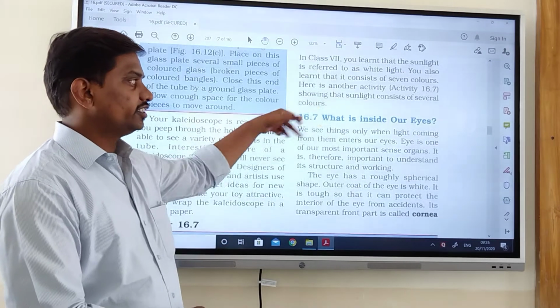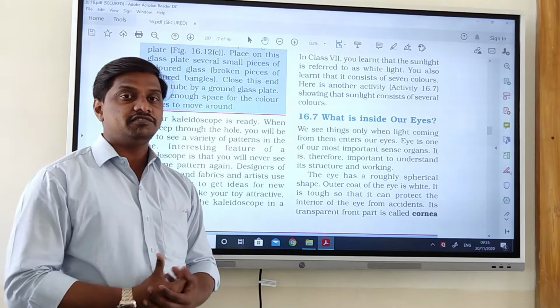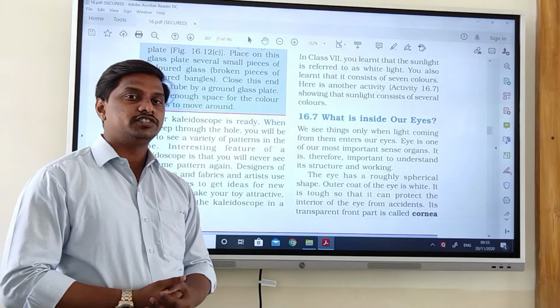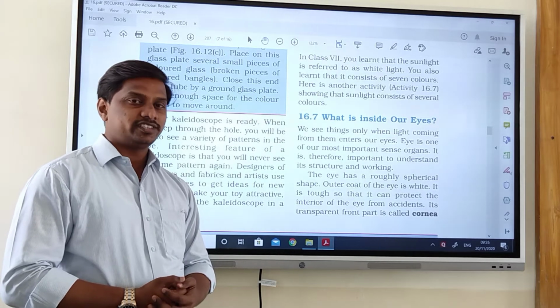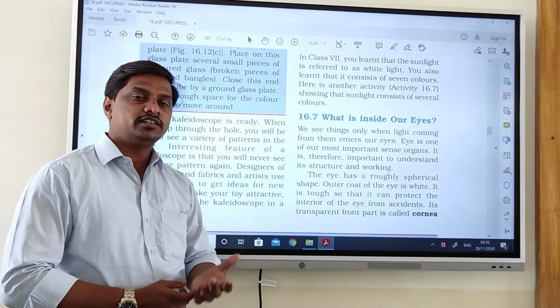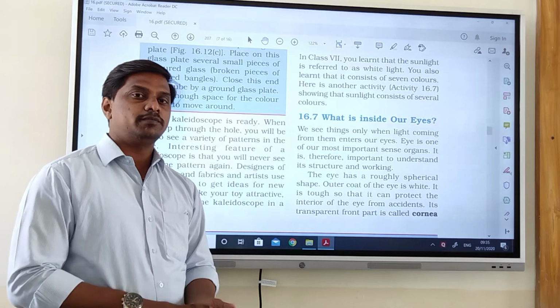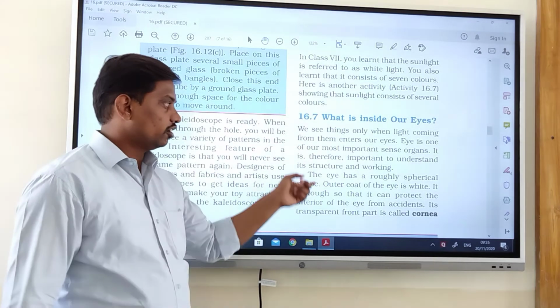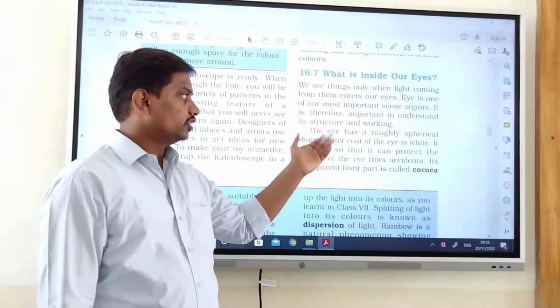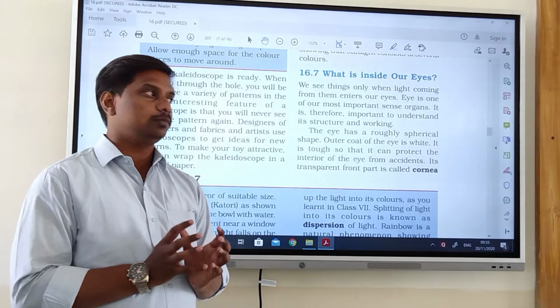So what is inside our eyes? The eye is a very important sense organ. That's why we should know about the different parts of the eye, the structure of the eye, and the working principle of the eye. So they have given this chapter. The eye has a roughly spherical shape.